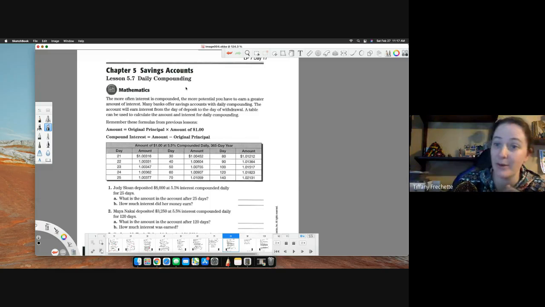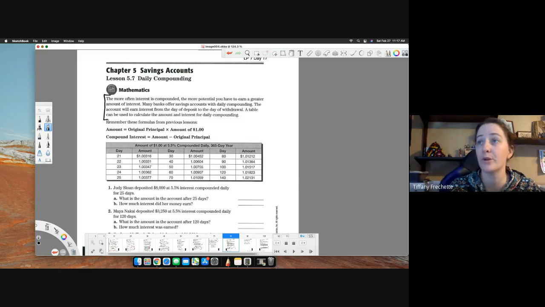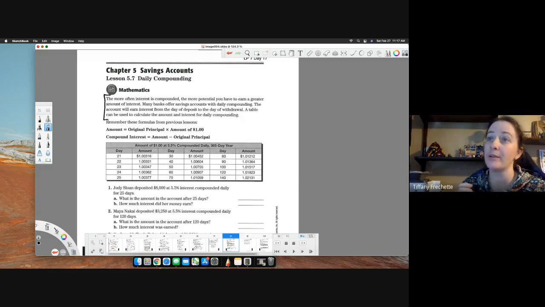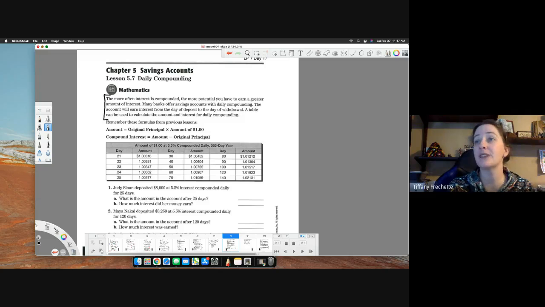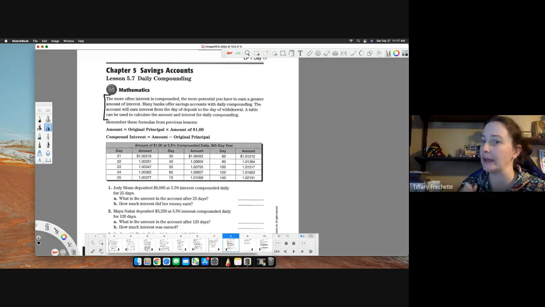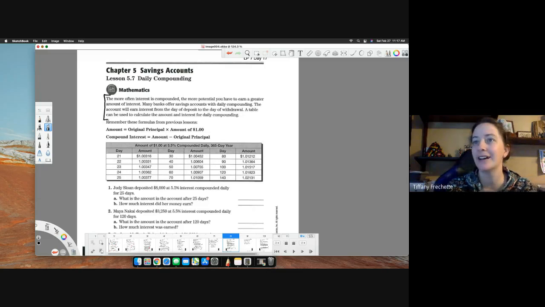All right, so anyway, let's go ahead and read the summary here. The more often interest is compounded, the more potential you have to earn a greater amount of interest. Many banks offer savings accounts with daily compounding. Know about that. The account will earn interest from the day of the deposit to the day of the withdrawal. A table can be used to calculate the amount and interest for daily compounding.